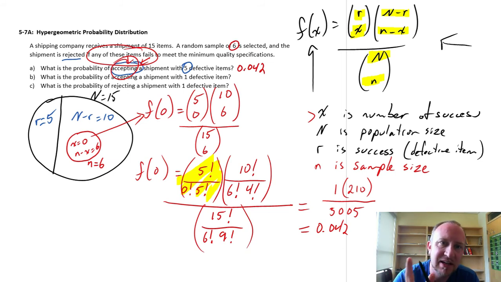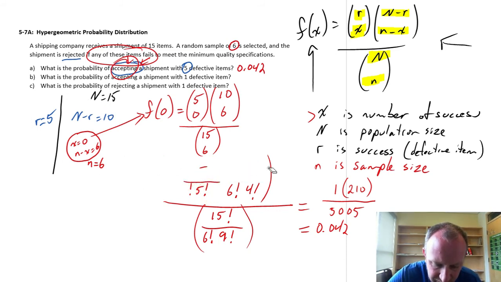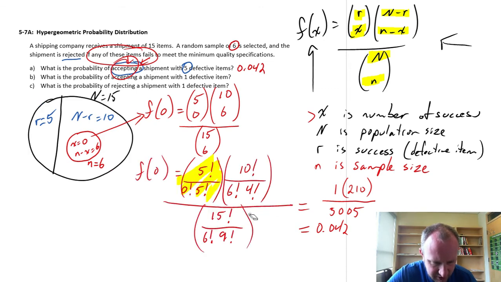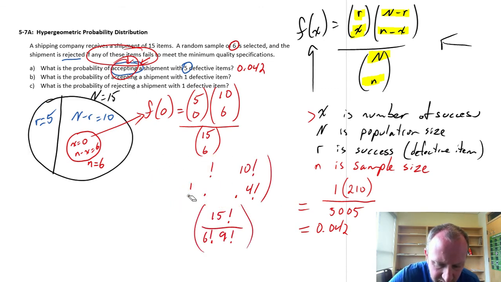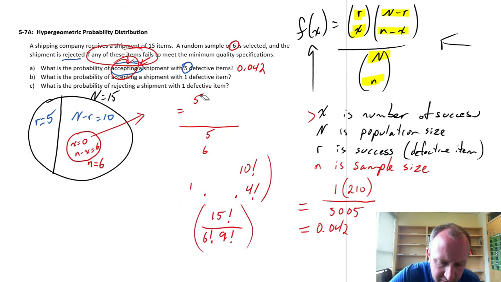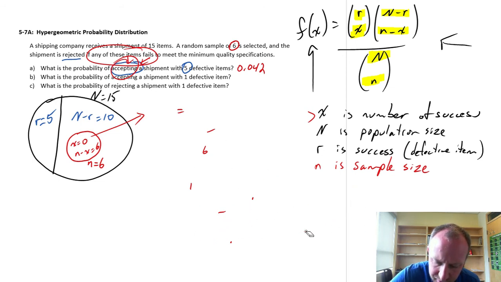What's the probability of accepting a shipment with 1 defective item? So here I'm going to clean up some space. Oops, I didn't mean to erase my diagram there. Let's start over from here.